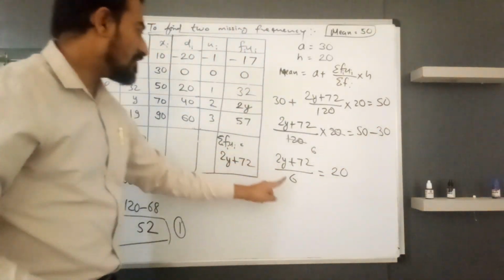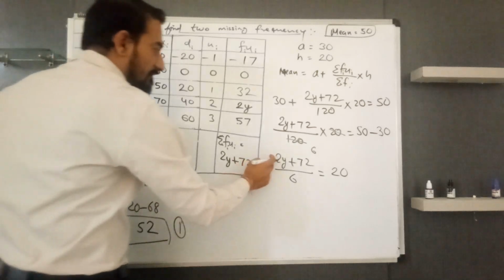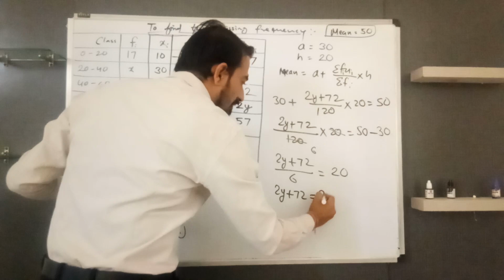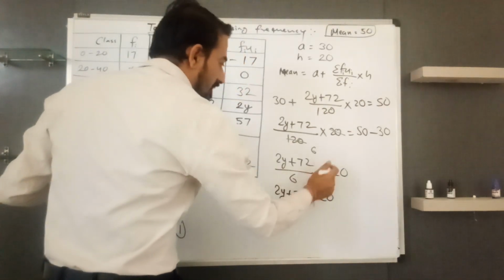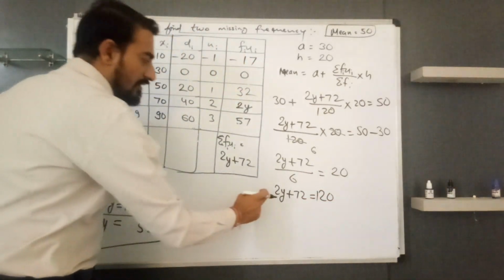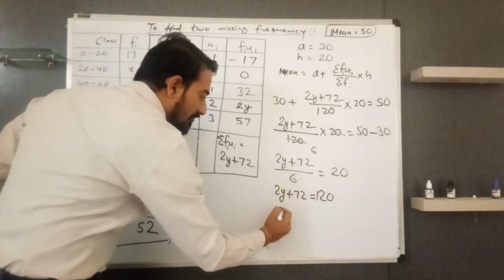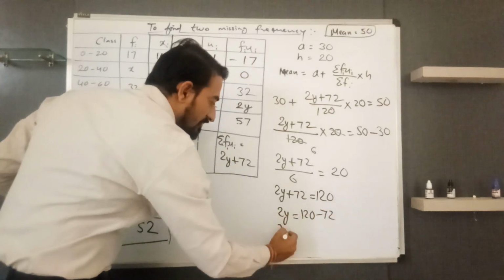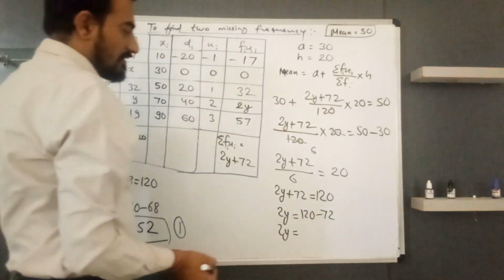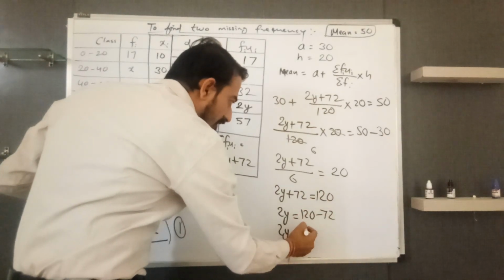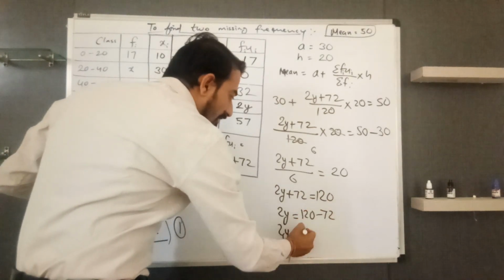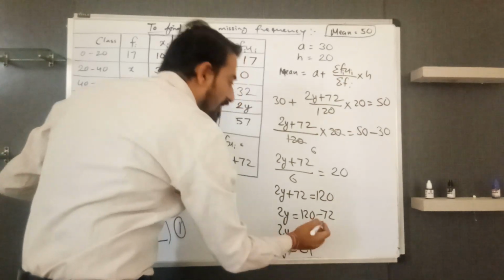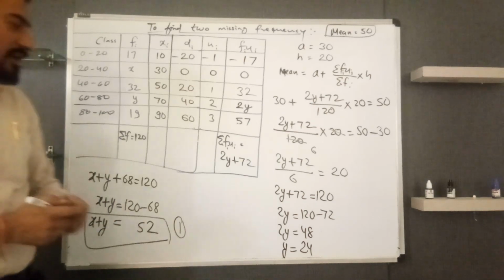Now by cross multiplication, twice of y plus 72 is equal to 20 times 6. So what will we get? 120. Now change the side of 72. So twice of y is equal to 120 minus 72. Then twice of y is equal to 48. Then y is equal to 48 by 2. So what will we get? 24. So the value of y we have 24.